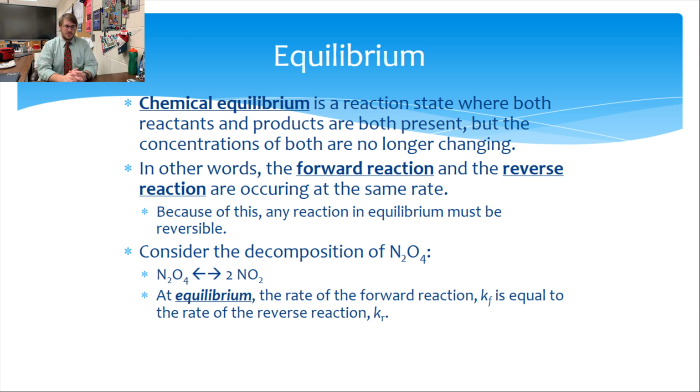Consider the decomposition of N2O4, dinitrogen tetroxide, into two NO2s. At equilibrium, the rate of the forward reaction, Kf, where K is the rate constant for the forward reaction, equals Kr, the rate constant for the reverse reaction. That means the forward stuff is happening at the same rate as the reverse stuff. There, it's a one-to-one trade-off over an agreed period of time.